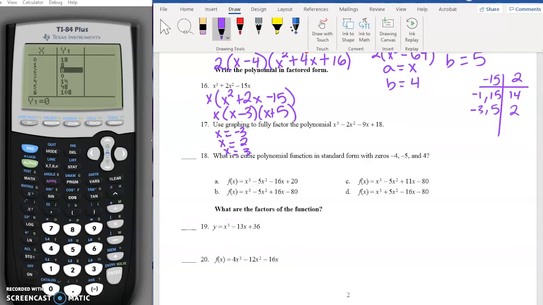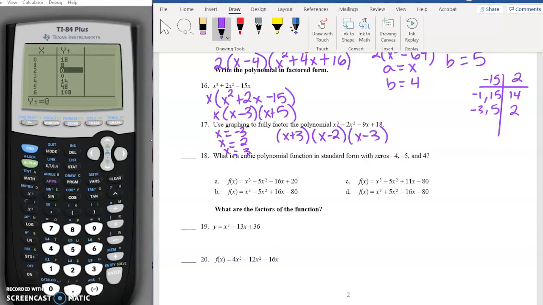So to turn these back into factors, we simply move these numbers over to the other side. So instead of x equals negative 3, we add 3 over to the left side, and we get x plus 3. Same thing with the 2 and the 3. These are positive, so we subtract them over. So this is x minus 2 and x minus 3. And those are my 3 factors for this polynomial.